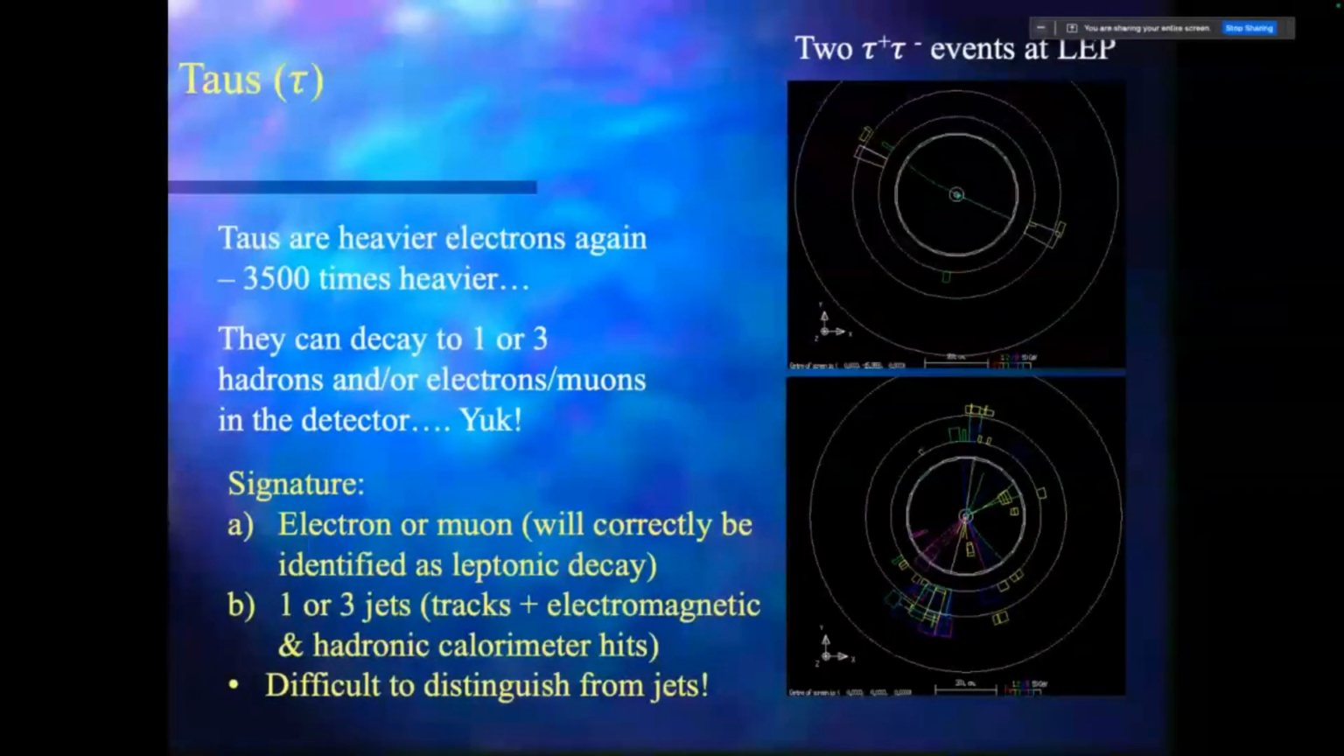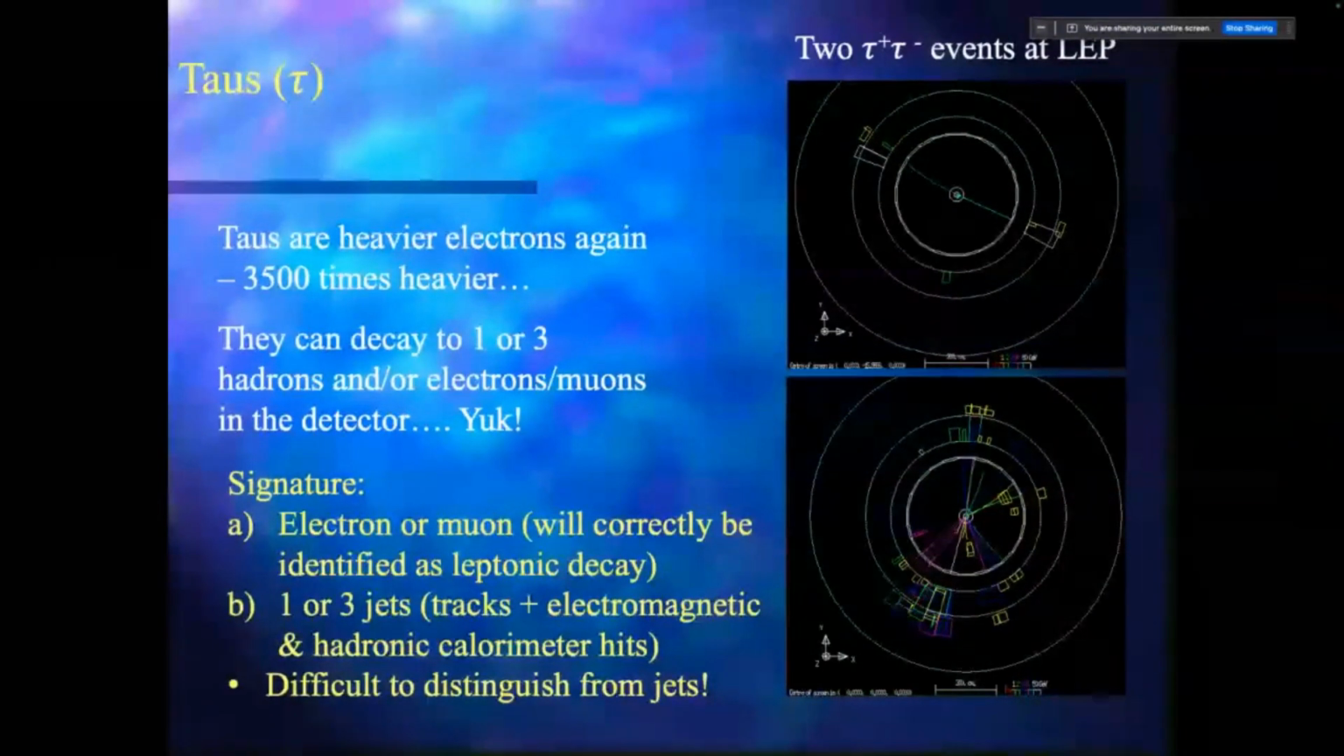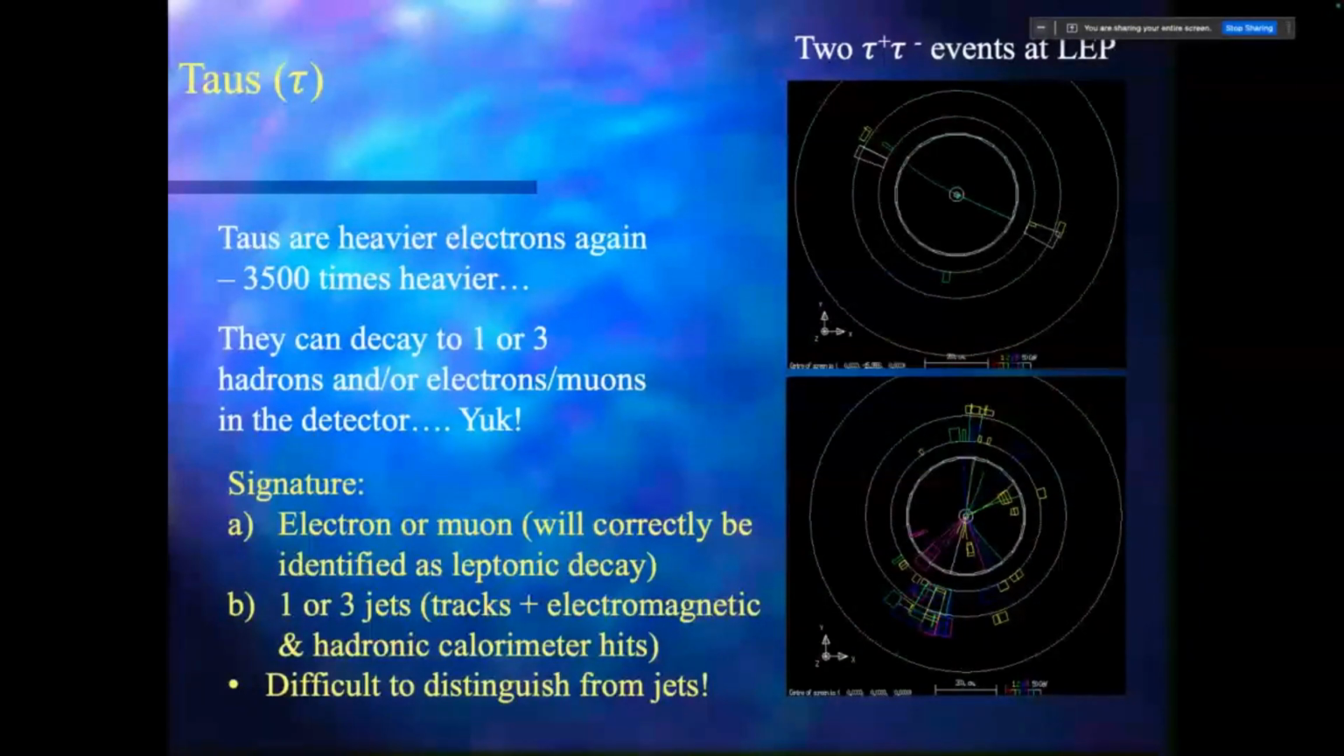Nick also mentioned this particle as the heaviest partner of the electron. In fact, it's 3,500 times heavier this time. The difference between the tau and the muon, the other heavy partner of the electron, is that the tau actually decays in flight. It decays before it has the chance to get to the outside of the detector. Typically, it decays quite close to the interaction point.